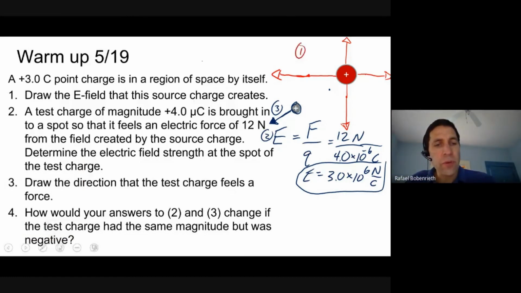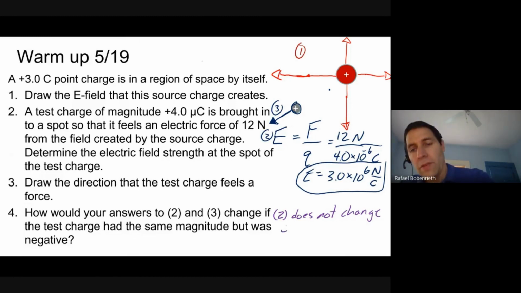Okay, number 4. Number 4 says, how would your answers to 2 and 3 change if the test charge had the same magnitude but was negative? Okay, so the electric field strength, by the way, remember, is determined only by the source charge. So 2 does not change just because I have a different test charge. The electric field strength is still going to be 3 times 10 to the 6 newtons per coulomb at that spot. E field depends on source charge.